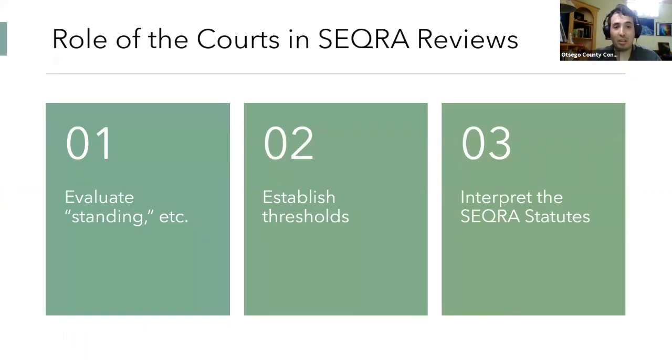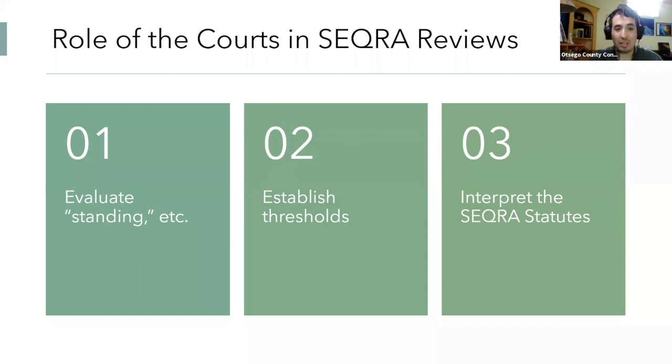So moving on to today's topics, the role of the courts in the SEQRA review process. The first and most important role is to evaluate whether somebody has standing. And standing refers to somebody's right to file an Article 78, which is a legal challenge against a decision made by a lead agency. And it's important to note two things.